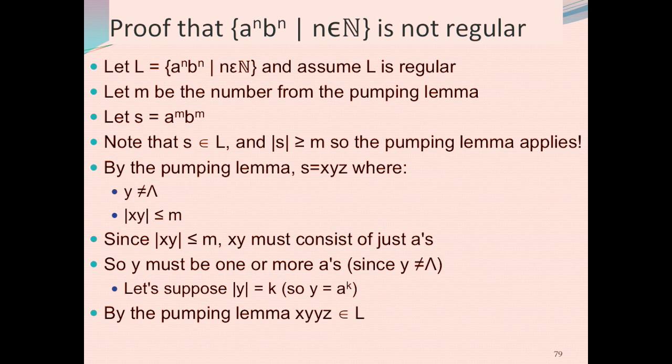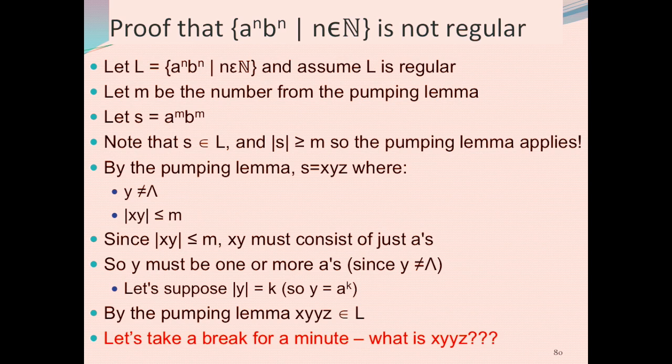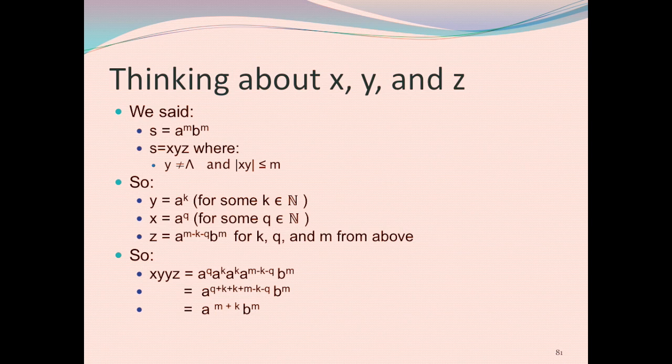We know by the pumping lemma that x, y, y, z has to be in L. That's just the rule. We take our x, we put 2 copies of the y, we put z, whatever those pieces were, and that's in my language. Let's just pause for 1 second and think about what x, y, y, z is in this case. So, we know that S is the string A to the M, B to the M.